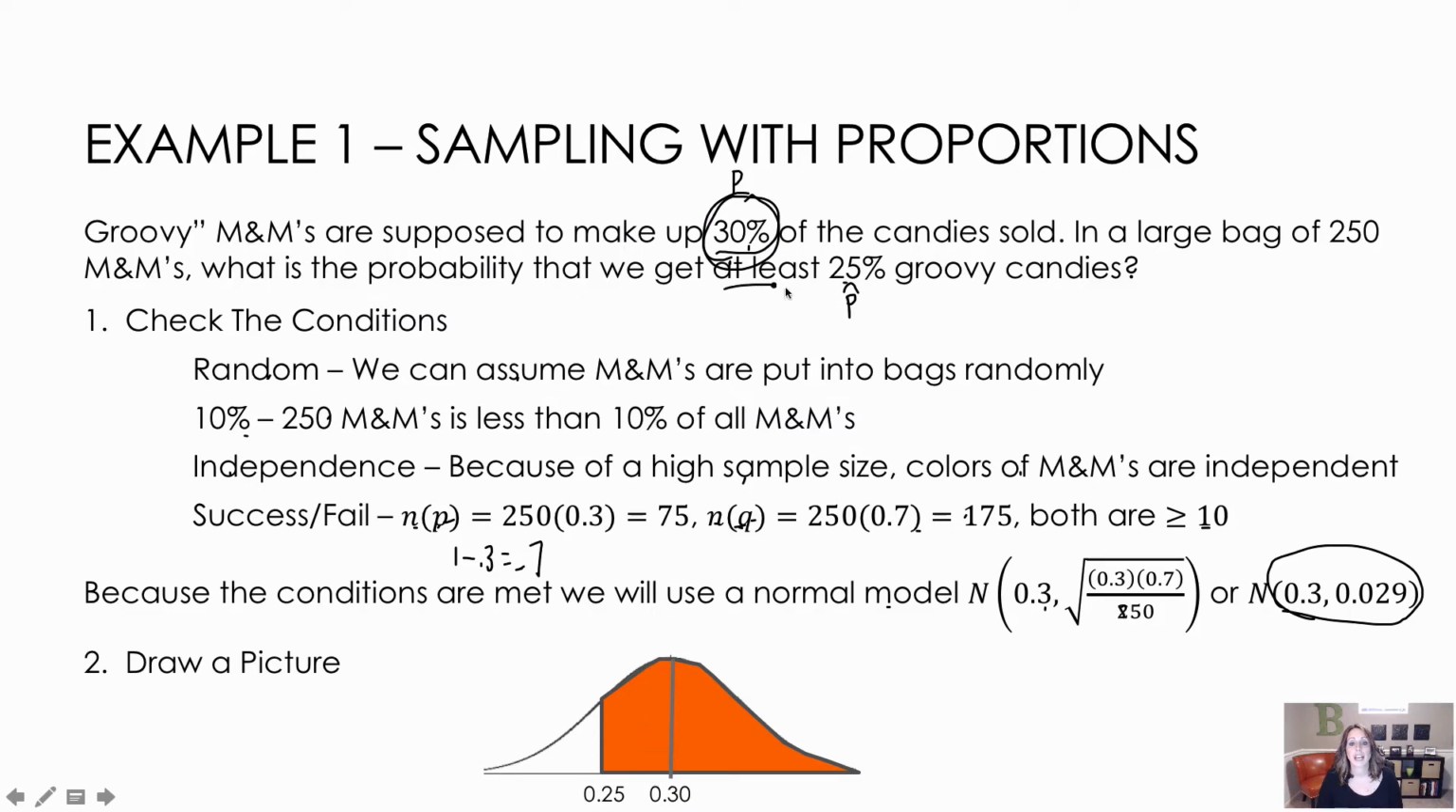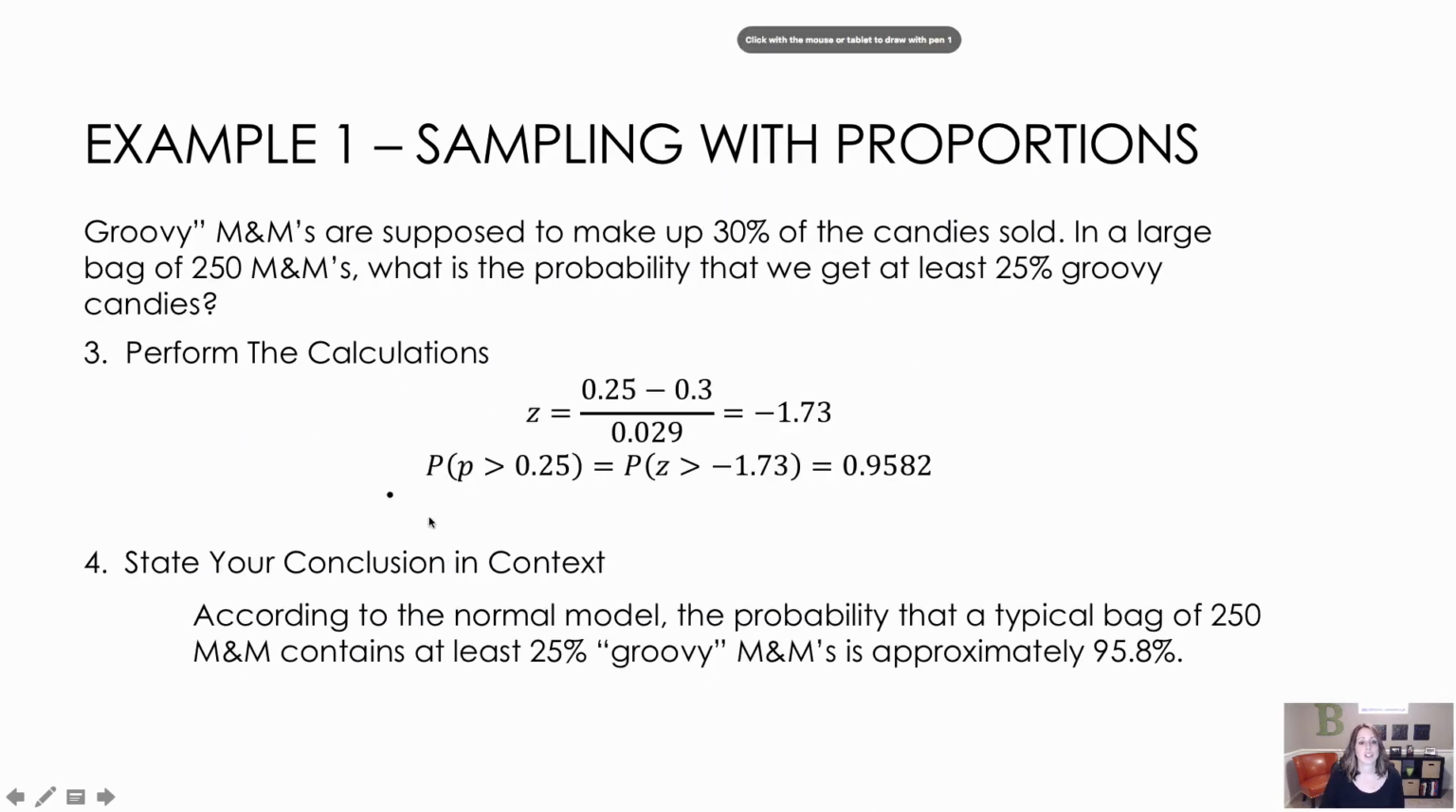In this case, we're looking to get at least 25% Groovy candy. So notice from here, I shaded to the right because I wanted to know 25% or more Groovy candies. Now, of course, I'm going to perform the calculations, and that is observed or predicted minus expected over the standard deviation. This, of course, is what I just computed on the other screen, and I get my z-score. Notice here I'm finding the probability that P is greater than 0.25, which means that Z is greater than negative 1.73, and then I used the same method here.